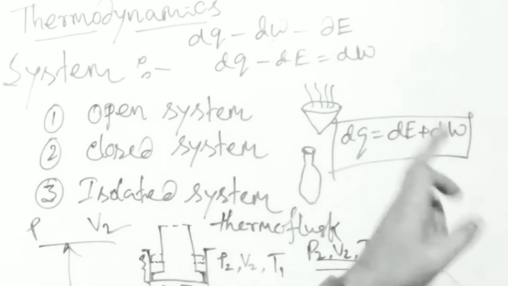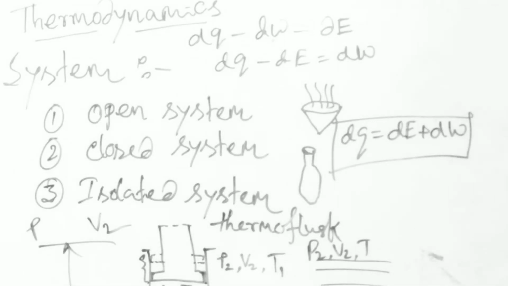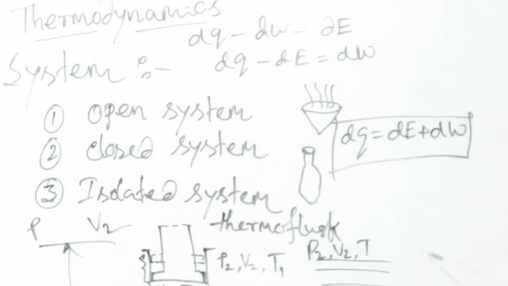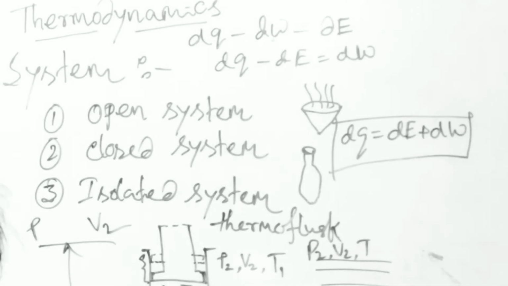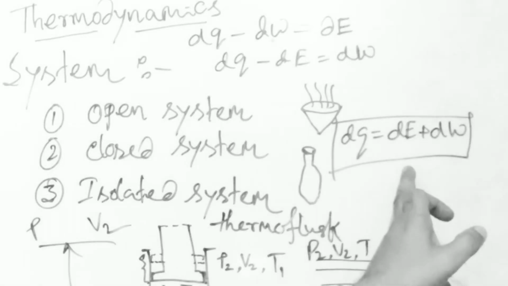So the first law of thermodynamics is just the same as the law of conservation of energy. If you need to state the first law of thermodynamics, you just write that energy can neither be created nor be destroyed. If some amount of energy disappears, then an equivalent amount of other form of energy must appear. That is the statement of the first law of thermodynamics, and this is the mathematical expression of the first law of thermodynamics.